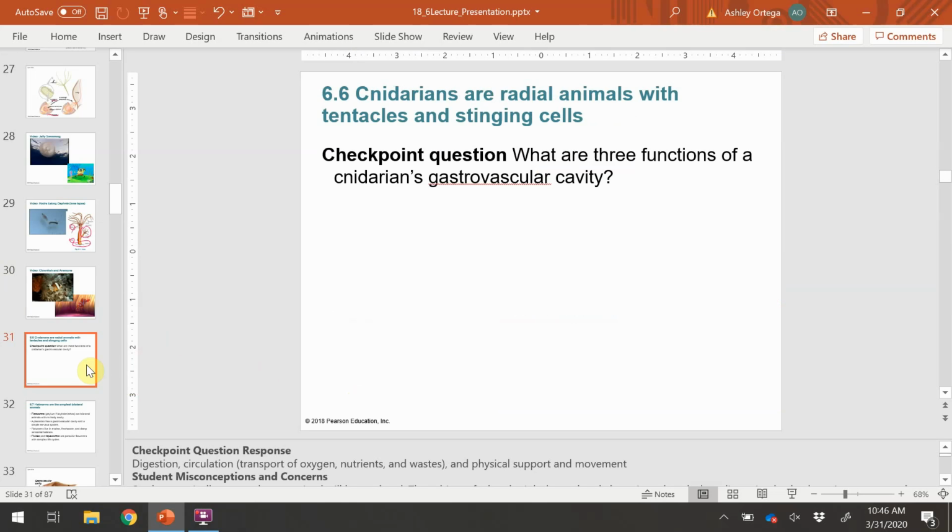So what are the three functions of a Cnidarian's gastrovascular cavity? They will be responsible for digestion, so the breaking apart of nutrients and spreading those nutrients to the other body tissue. Circulation, so transport of everything, the nutrients we just discussed, as well as oxygen and waste like carbon dioxide. It also is responsible for physical support and movement. The gastrovascular cavity will be an internal tissue, but still helping the animal in terms of support and movement.